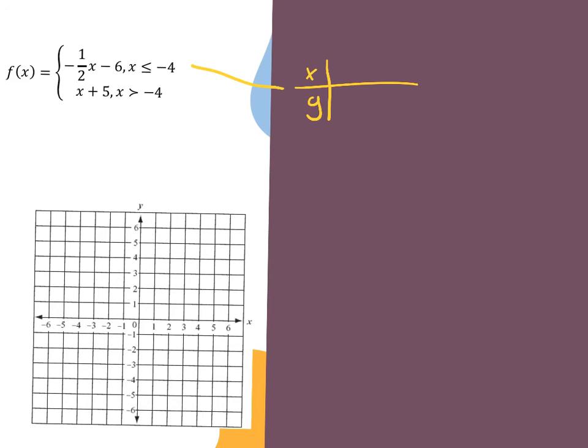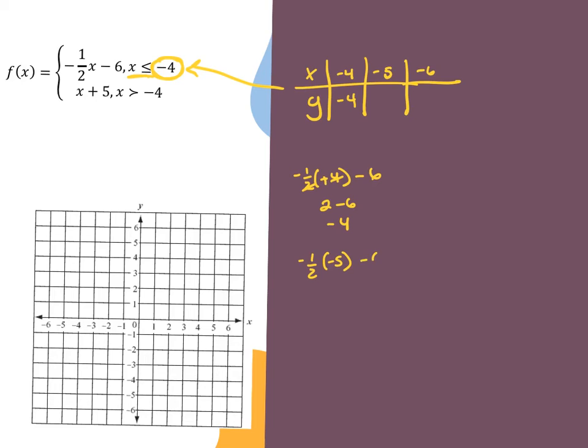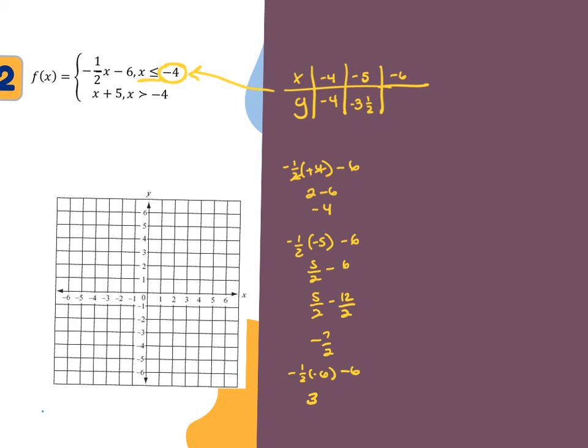I'm going to do the first one. Start at the number that's given to you, so negative 4, and because it's less than, work left. So I would do the number that's given to me, and if it's less than, do numbers that are smaller than that, and plug them in. So negative 1/2 times negative 4 minus 6. This becomes plus 2 minus 6, which is negative 4. Negative 5: negative 1/2 times negative 5 minus 6 is 5/2 minus 12/2, and I get negative 3.5. Plug in negative 6, and I get 3 minus 6, which is negative 3.